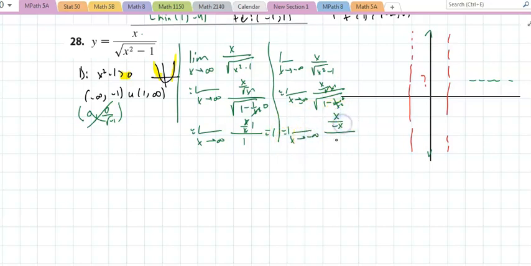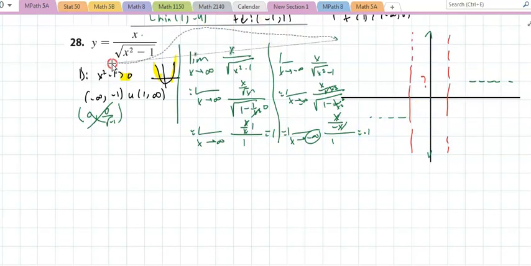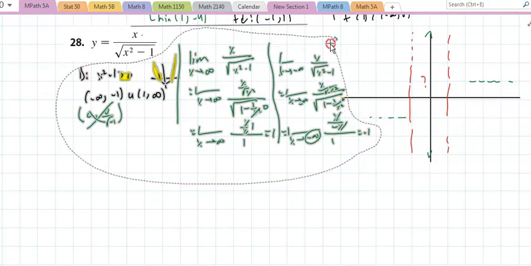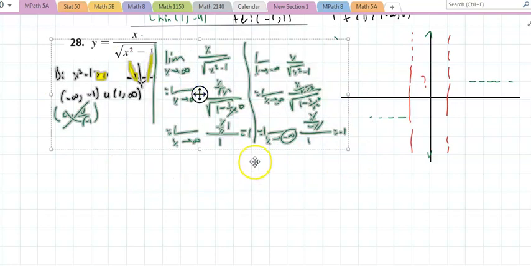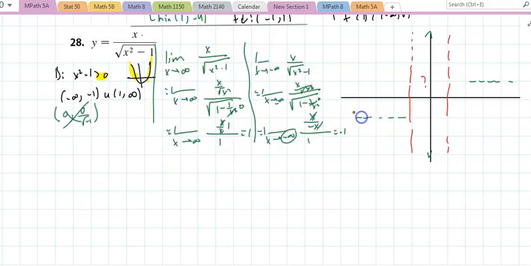Do you know why this is negative? Because this is negative and the absolute value of x squared will give a negative x. So that's a negative 1. So I know the graph levels off next to the negative 1 on the left hand side. Alright, now what?